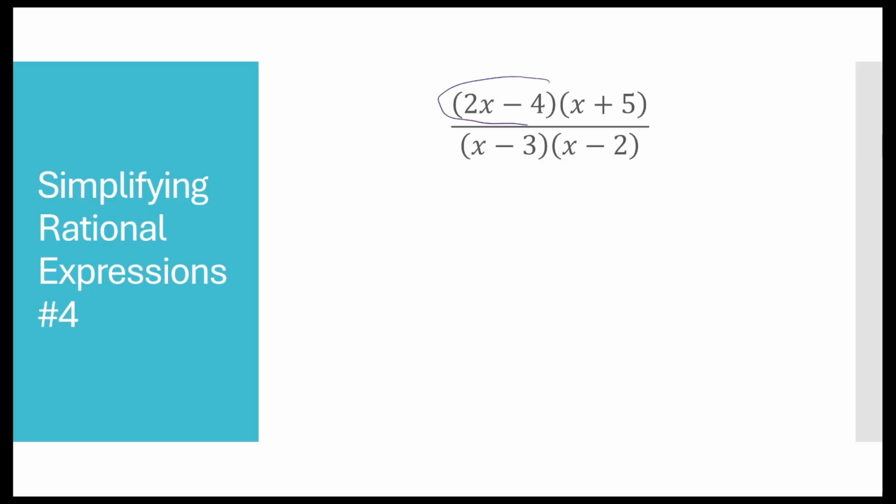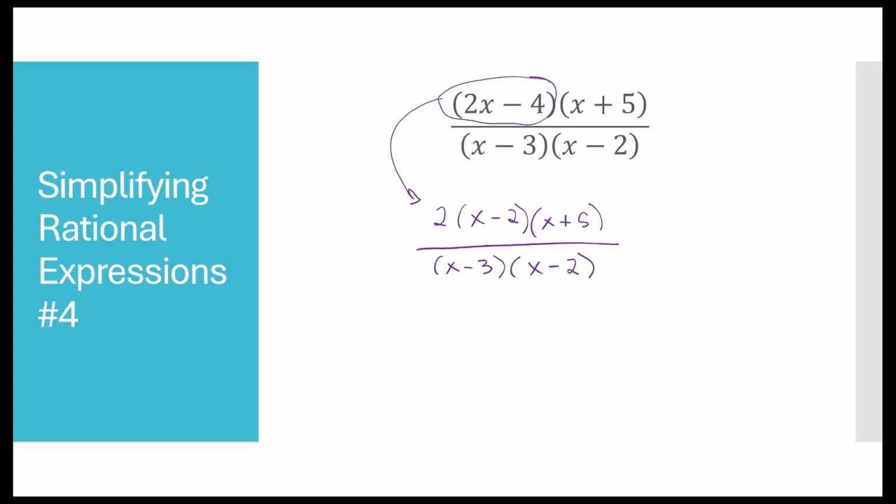But this looks interesting because it looks like there is a greatest common factor in there. So let's take out 2 and turn that into an x minus 2. And then if I leave everything else the same, I now have a factor that's being multiplied on the top and multiplied on the bottom. Cancel it right out, and we should be able to simplify this guy down.